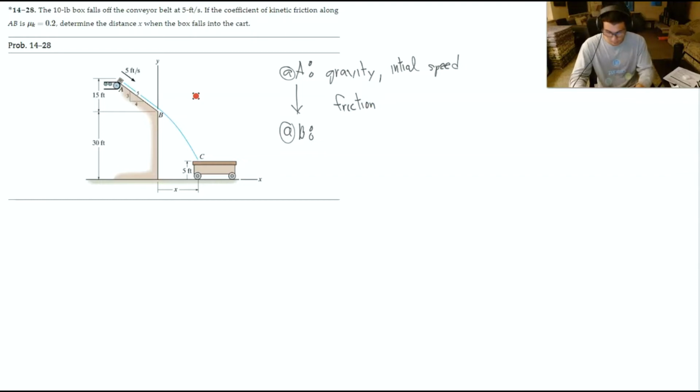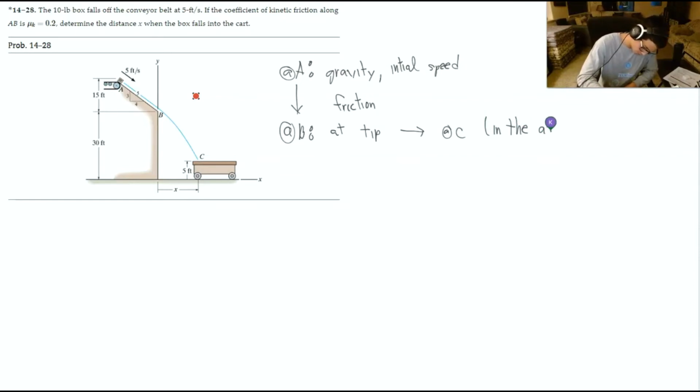And then at B, we're going to be at the tip. And then we're going to go to C, and then we're going to be in the air. So that's kind of the idea. We have gravity and initial speed, and obviously there's the weight involved here. And we're counting friction, and then we're at a different speed, and then we're in the air. And we want to find this distance x.